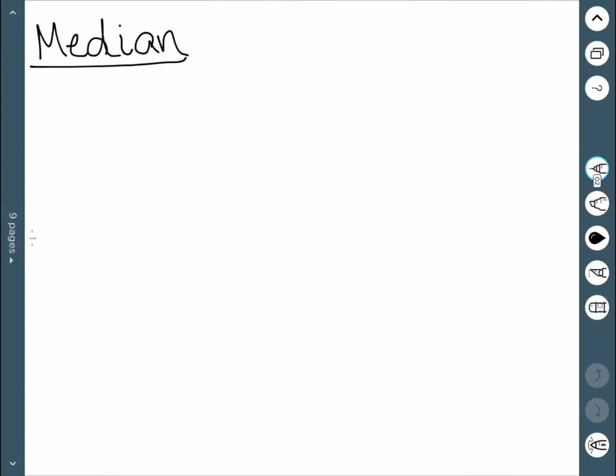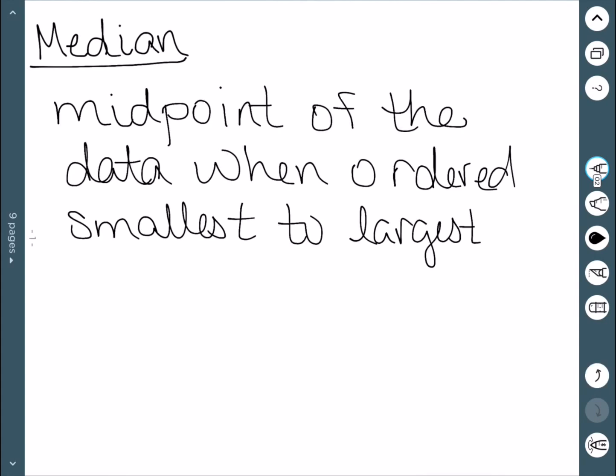We'll now look at a few different kinds of averages other than the mean. The first we'll look at is called the median. The median is the midpoint of our data set whenever we order things from smallest to largest.